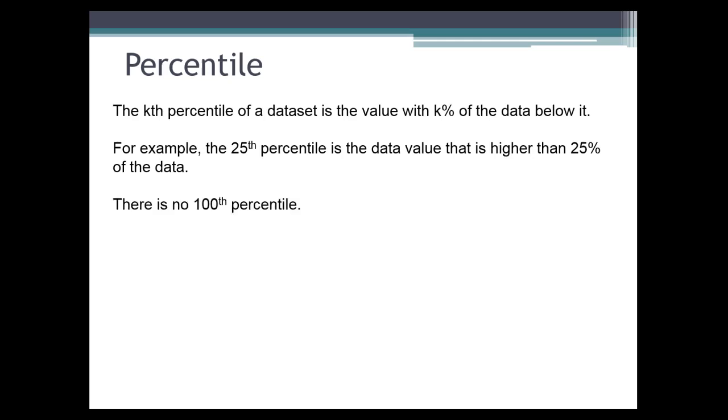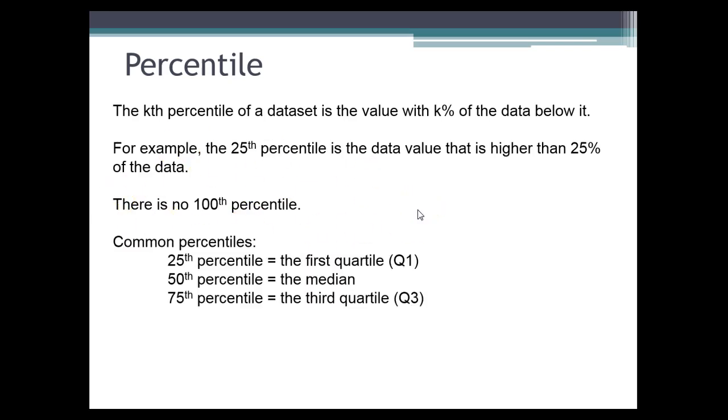There's no such thing as the 100th percentile because of the way this is defined. This is always defined as below, not below or equal to. So the highest observation in the data set can't possibly have 100% of the data below it because it's part of the data set. The only exception to this is rounding, but we won't get into that.